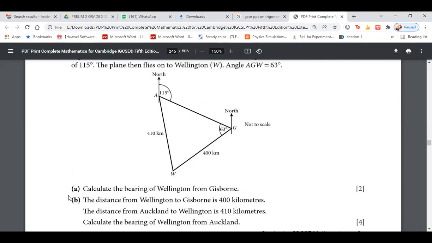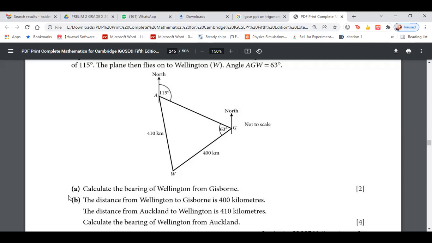Calculate the bearing of Wellington from Auckland. To calculate the bearing of Wellington from Auckland, are we using sine rule or cosine rule? Sine. Why sine? Sir, because there are two sides and one angle.